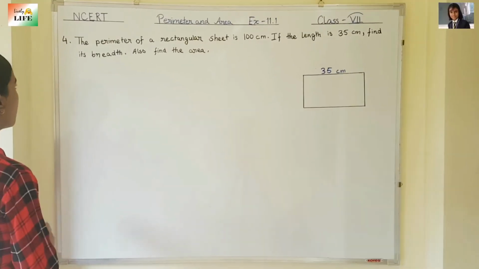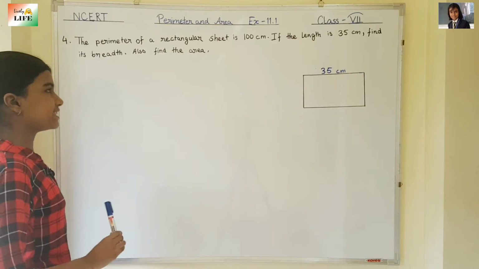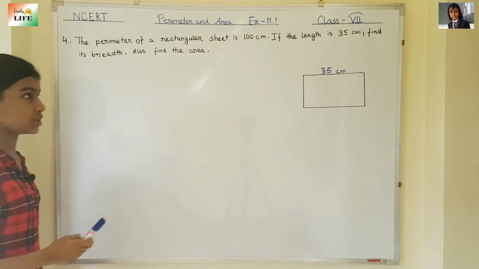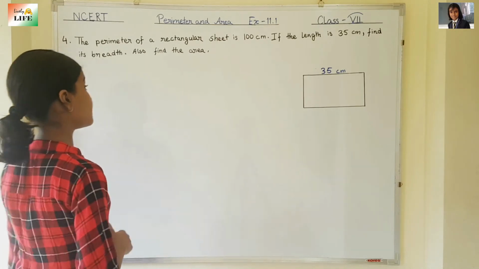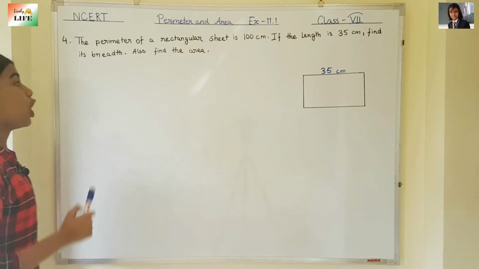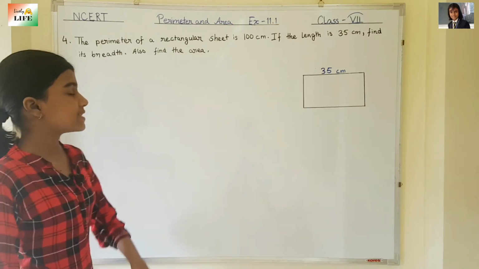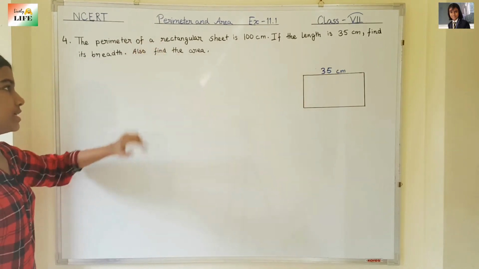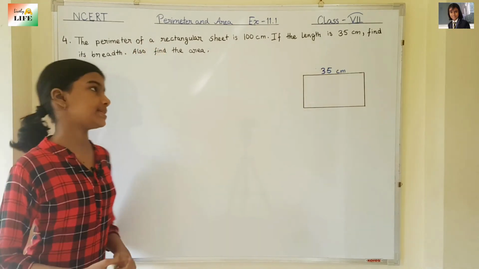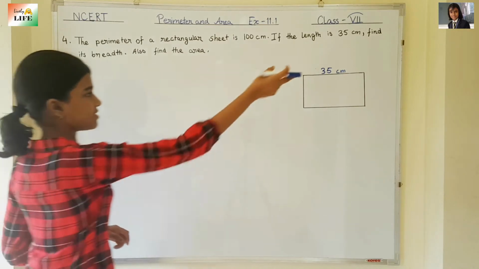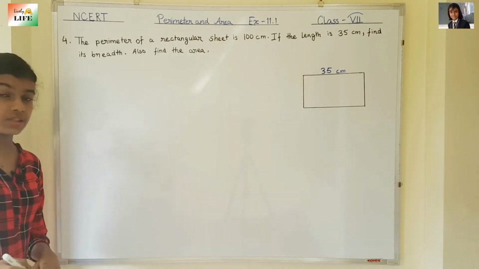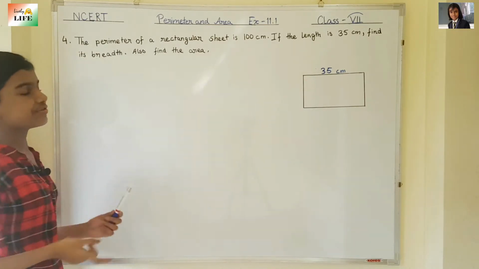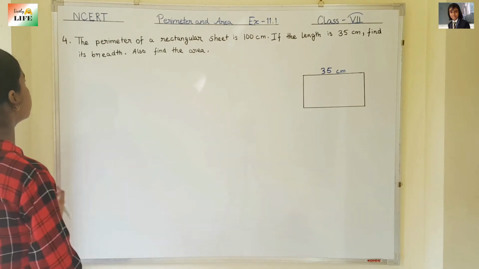Question number 4. The perimeter of a rectangular sheet is 100 centimeter. If the length is 35 centimeter, find its breadth. Also find the area. So you can see this is the length, 35 centimeter. This is the rectangular sheet whose perimeter is 100 centimeter. We need to find its breadth and also find the area.